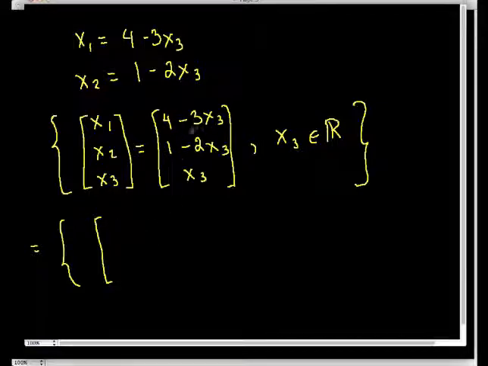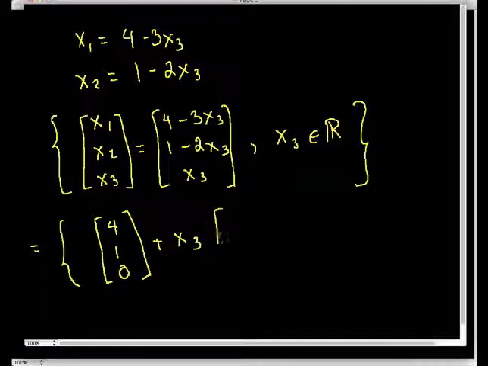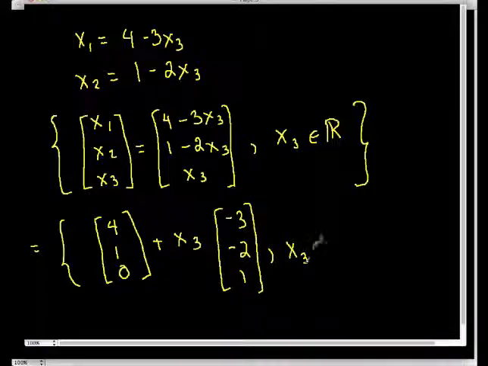What I'm going to do is create two vectors, one which has x3s in it and the other which doesn't. So just using our properties of vectors, I can take this expression for this vector up here and rewrite it as the vector 4, 1, 0 plus x3, which I'll now factor out. And then I get minus 3, minus 2, 1. And again, x3 is allowed to be any real number. Okay, that's my solution set.